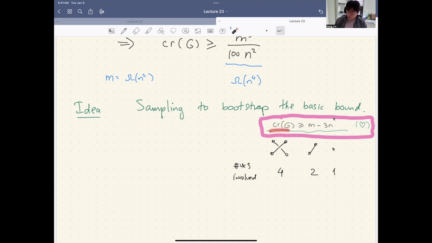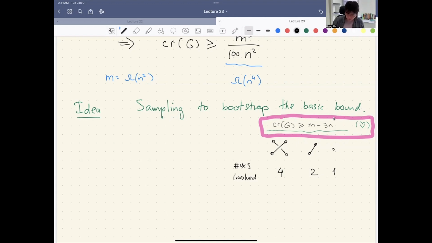In this inequality, the growth rate of each item is different. So if you do the sampling, the decaying rate is different. Then you can make use of this discrepancy on the decaying rate to boost this basic bound. That's the idea. Okay, let me write it down.